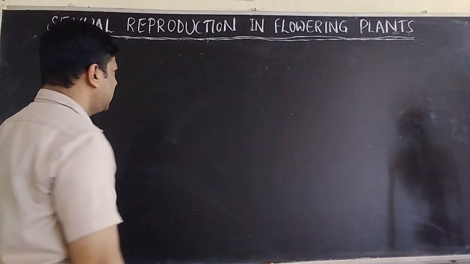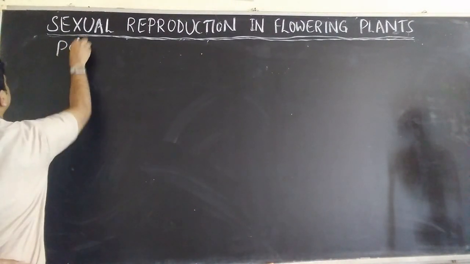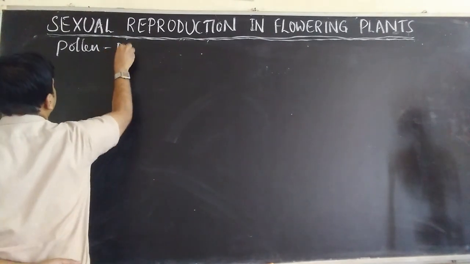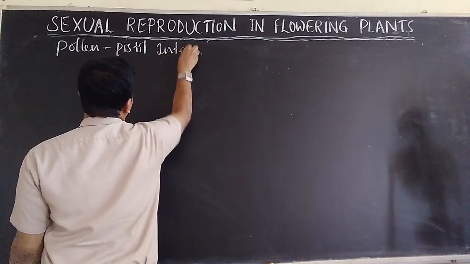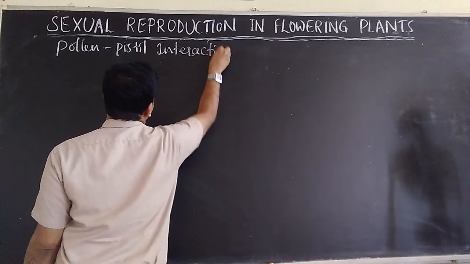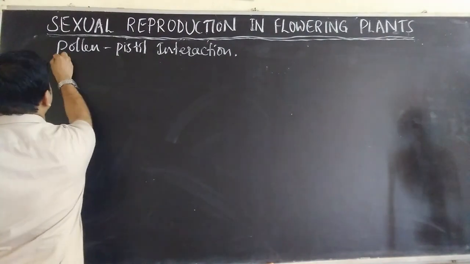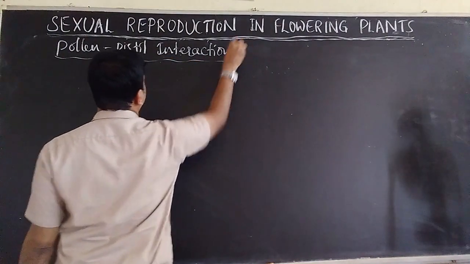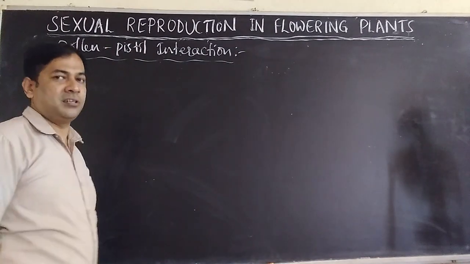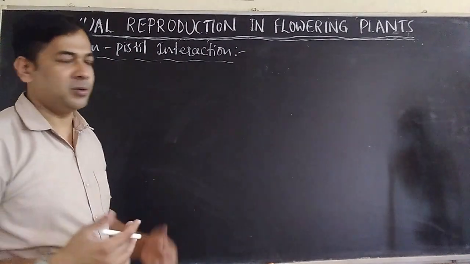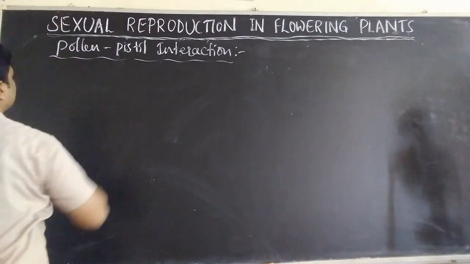So today we are going to learn the next part of it, that is pollen-pistil interaction. We are learning pollen-pistil interaction today. A very big concept. Slowly we will learn. Some part of it you have already learned, about compatible and incompatible pollen. So we are going to learn that.